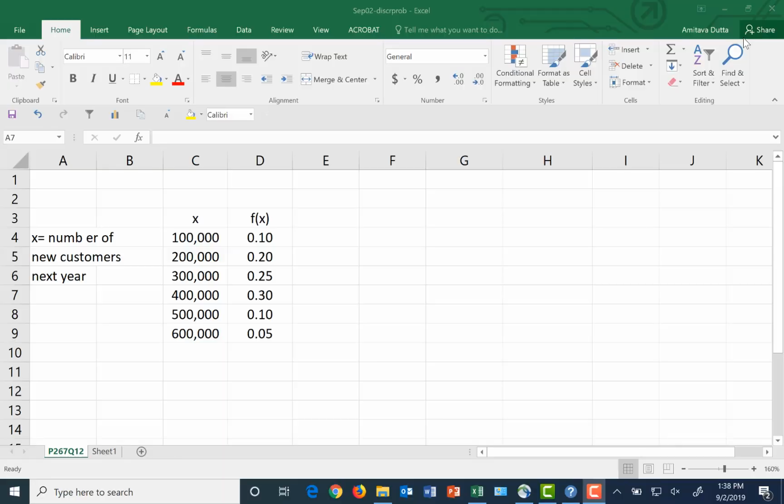Okay, in this video I want to work question 12 on page 267 of your book. This example shows you how to compute the mean and standard deviation of a general discrete probability distribution. By the time you get to this problem, you should know what a discrete random variable is. So let me just describe the specific context of this problem.